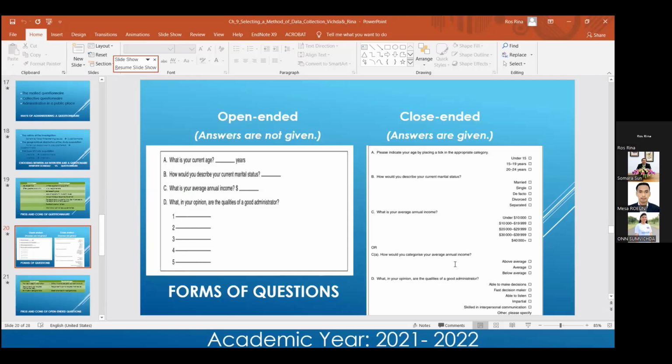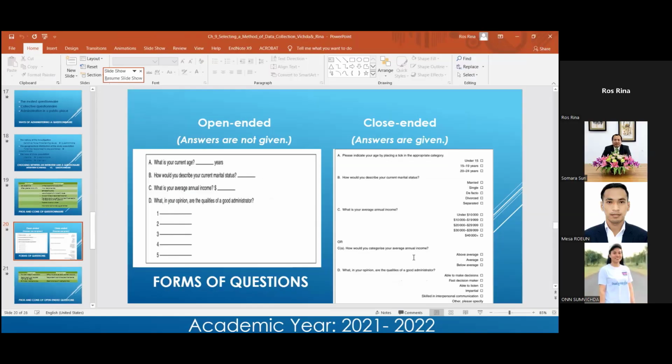The next point is about the form of question. In research, we focus on two: open-ended question and closed question. In short, we can say that an open question refers to answers that are not given, and a closed question is one where the answers are given.